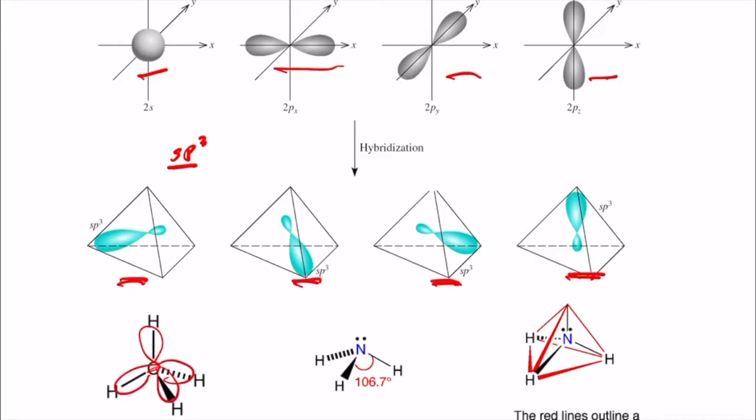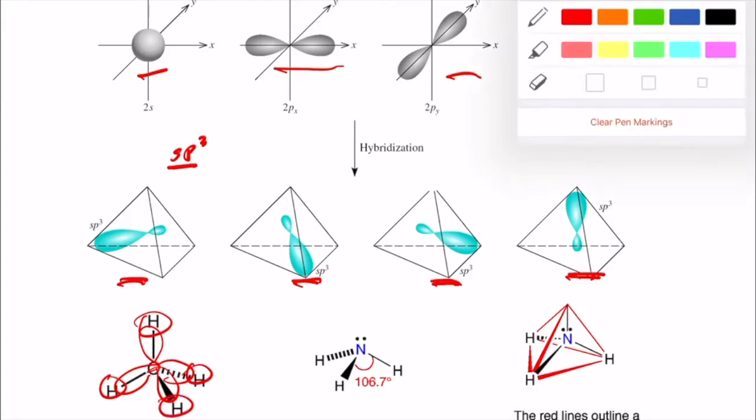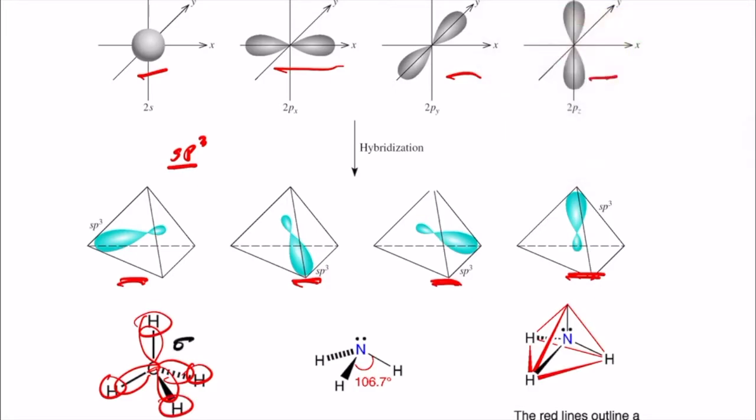And so in methane, you can see that if I have my H atoms with their 1s orbitals, I form, that's probably a mistake, but I'm getting the color, 4 equivalent sigma bonds.